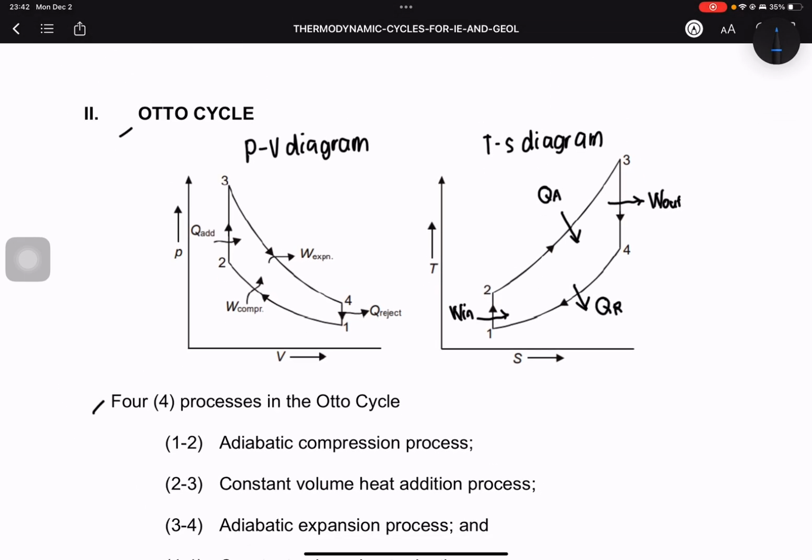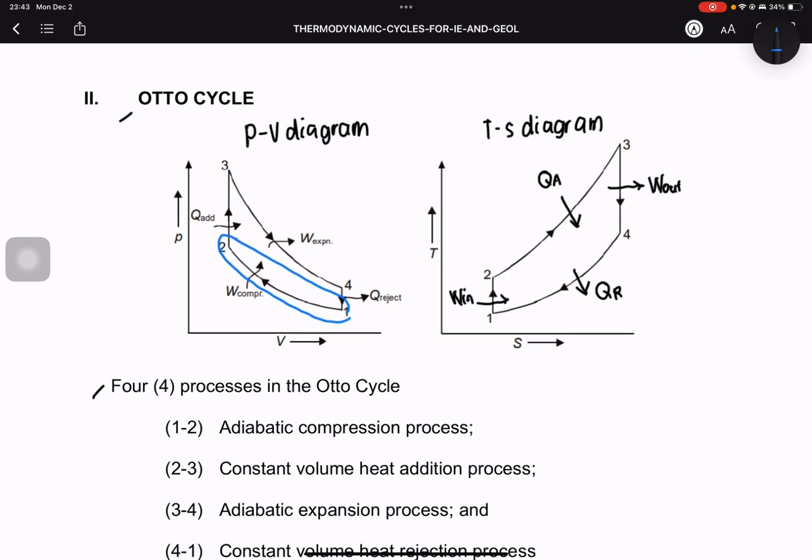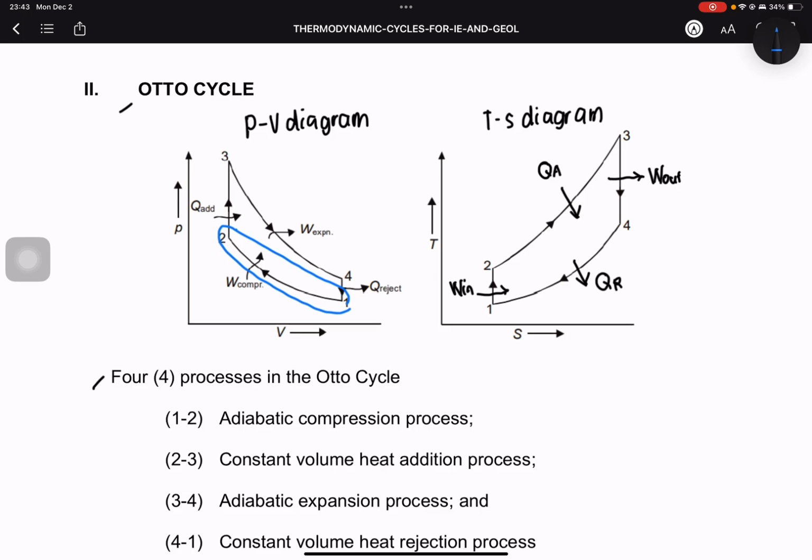So, Otto cycle. So, for our first process, okay, process 1 to 2. Process 1 to 2 is what we called the adiabatic compression process. Okay? So, in this case po, since yan ay adiabatic, okay, it can be also, by the way, be also called isentropic. Okay, kapag adiabatic. Okay, isentropic. So, equal lang po yan, isentropic compression process.